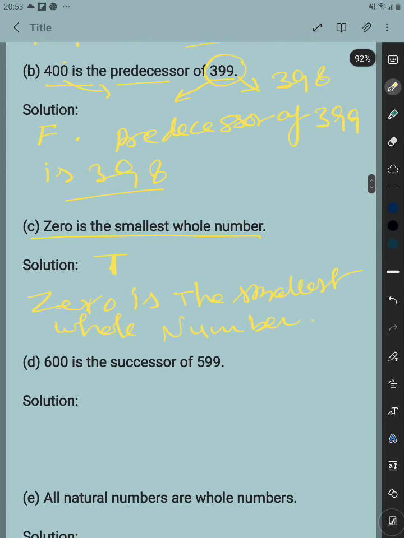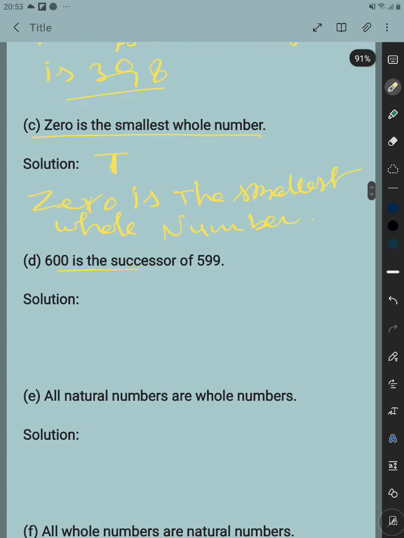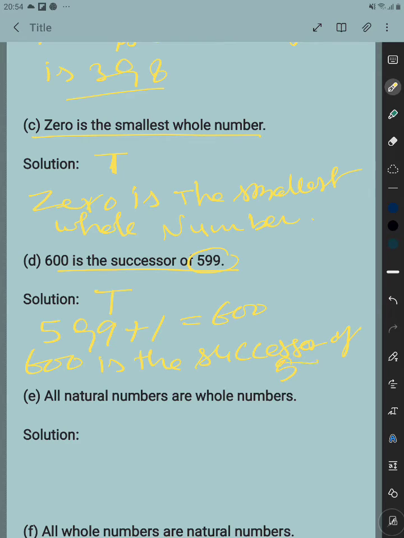Now coming to part D. So what is part D? 600 is successor of 599. This is true because the successor of 599 is 600. How? If you want to find the successor of any number, you need to add 1. If you add 1, it will give 600. So 600 is the successor of 599. So this is true.